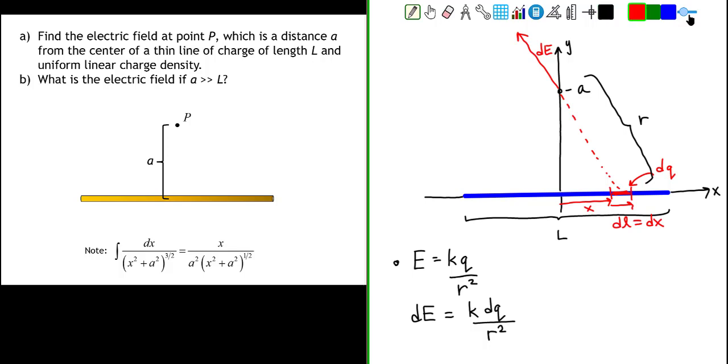Electric field is a vector. So the electric field of this tiny bit of charge has an x component. The x component, I'll put right there. We will call this dE sub x. This tiny bit of charge also has a y component. We will call this y component dE sub y.